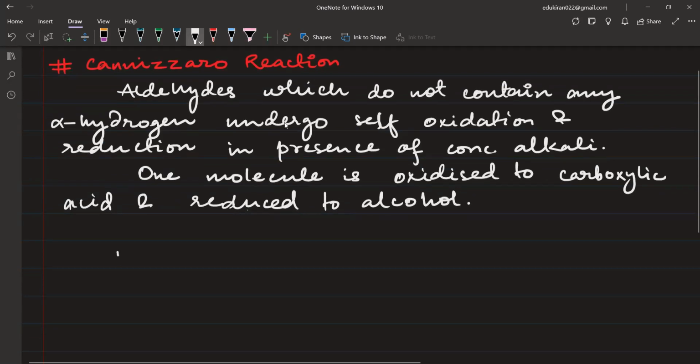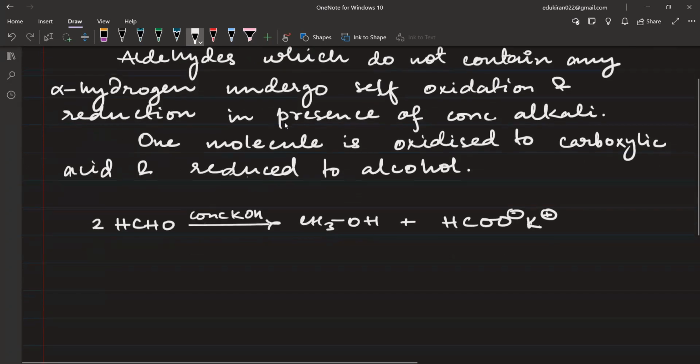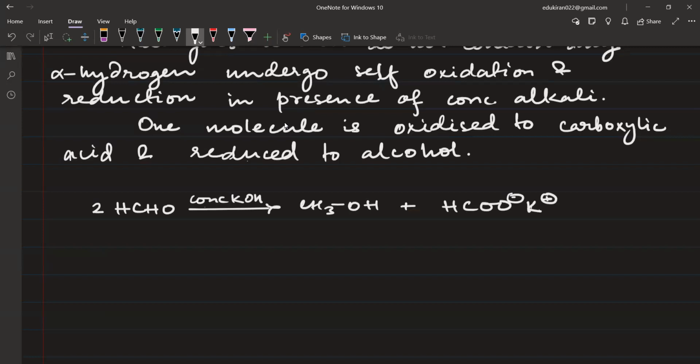For example, you have formaldehyde, HCHO. So we'll take 2 moles of formaldehyde and treat this with concentrated KOH. We will get 1 mole of alcohol, CH3OH, plus HCOO negative and K positive. In this case, it is not carboxylic acid. It will become carboxylic acid when we add water to it. It is rather the salt of carboxylic acid because we have basic condition here. So you can say that this is carboxylic acid or just the salt of carboxylic acid.